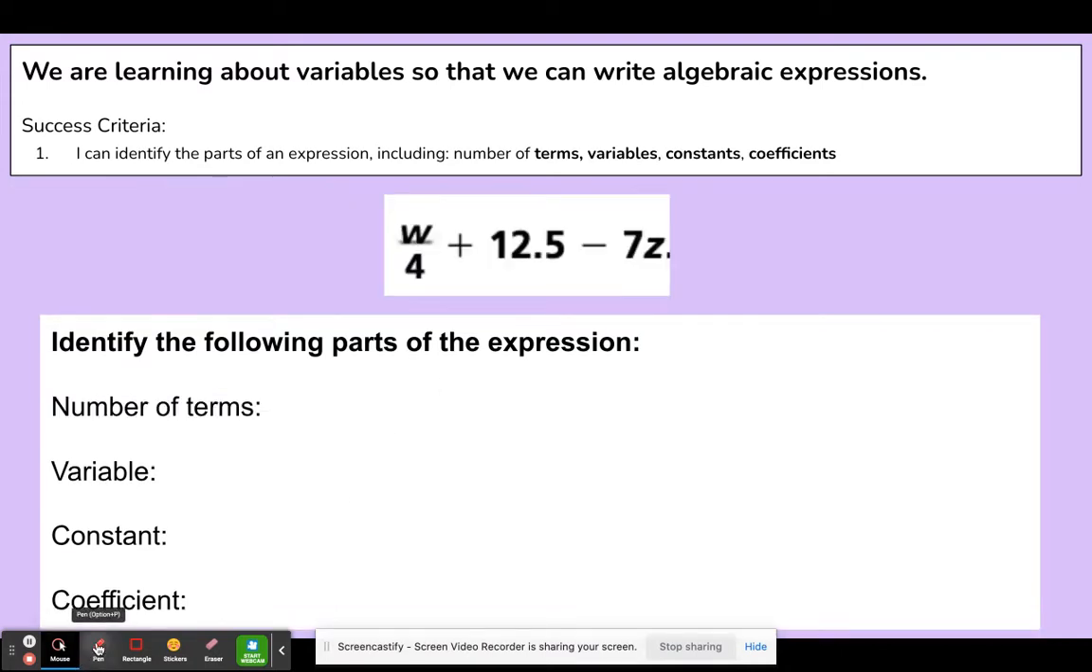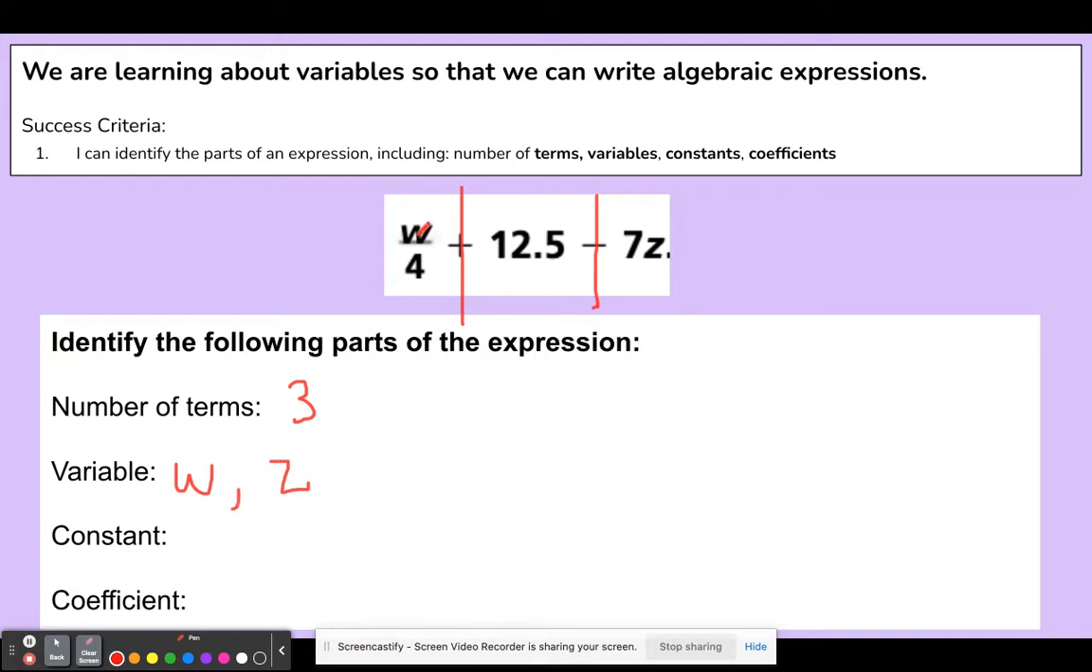So what we have is an expression, okay? Terms. If you remember, terms are separated by plus and minus. So here's a plus sign. Here's a minus sign. That created three parts of the expression. There's three terms. Variable. You're going to go through and look for your letters. I see a W. And I see a Z. Those are my variables.